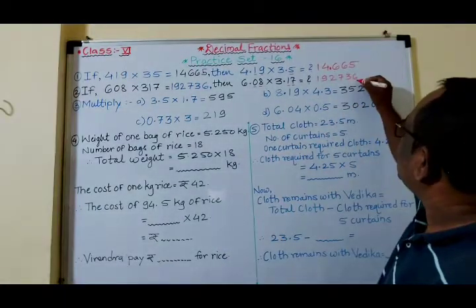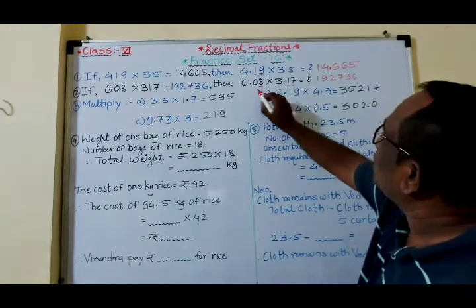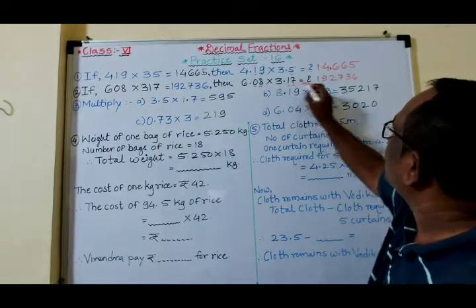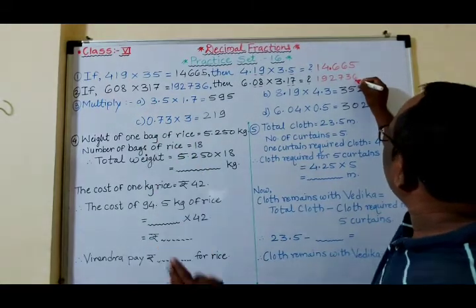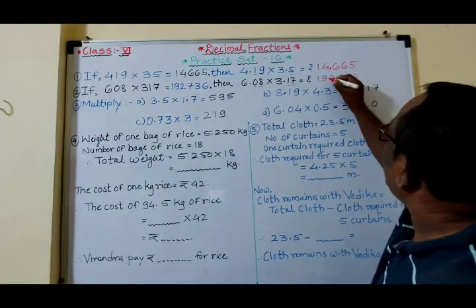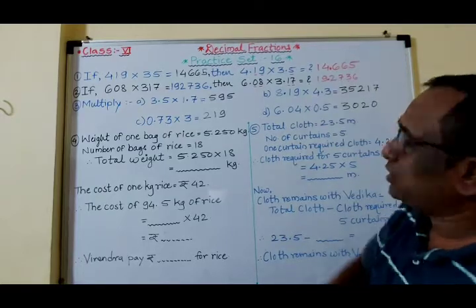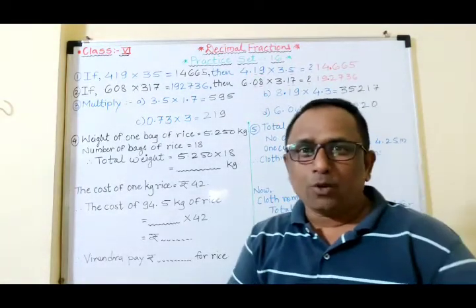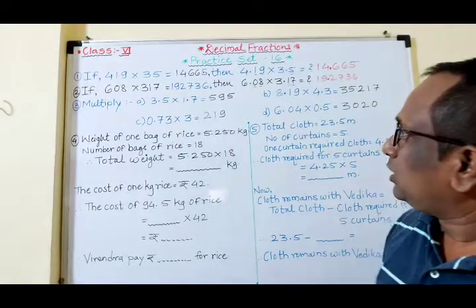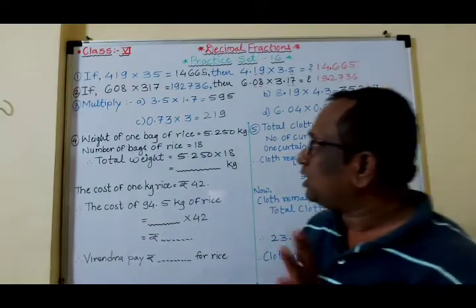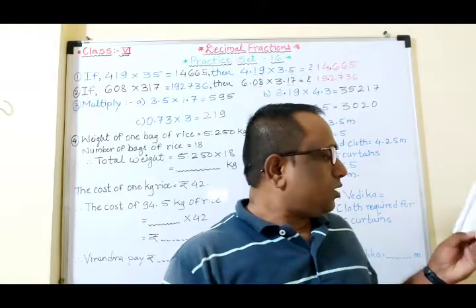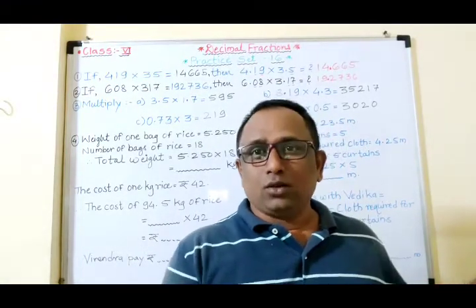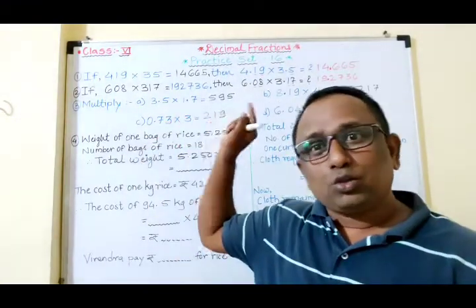From the unit place we have to move 4 places, because here 1, 2 and here 1, 2, means 2 plus 2 is 4. So from the unit place we have to move 4 places. So 1, 2, 3, 4, and then you have to give the decimal point. I hope you understood this. Now students, the third question is multiply. There are a total of 4 examples, so these 4 examples you have to solve.